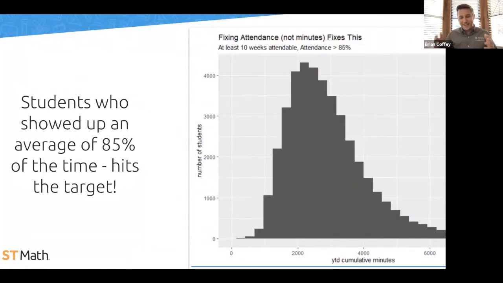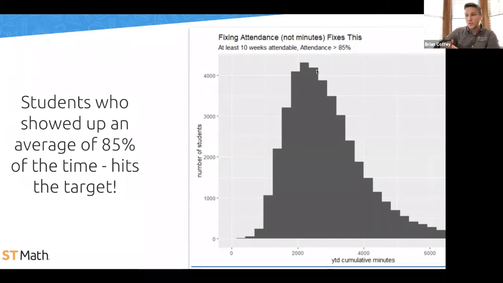90% of success is showing up, just being there? Well, we found it's actually like 85%. If you show up about 85% of the time in a week, that's going to have a correlation to some awesome time with ST Math. So students who showed up on an average of 85% of the time hit the target of 2,000 minutes in a year. Actually, above it, if you see the peak, it's over 2,000 minutes in a year.